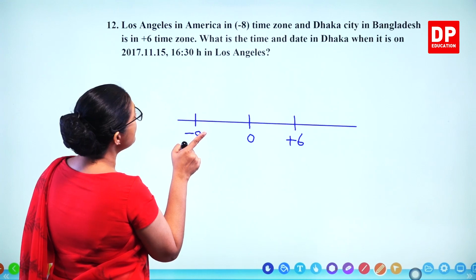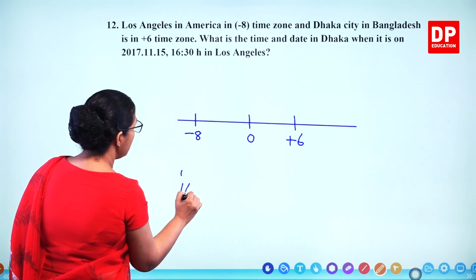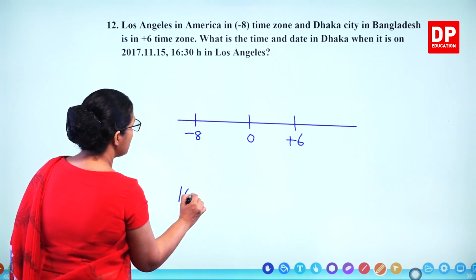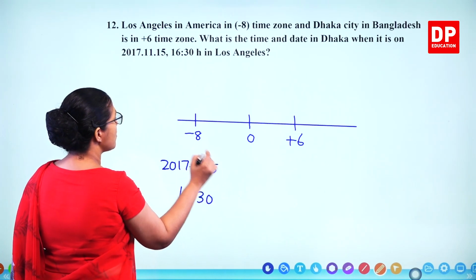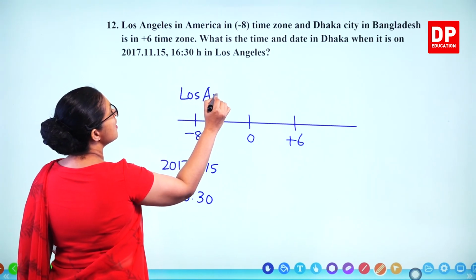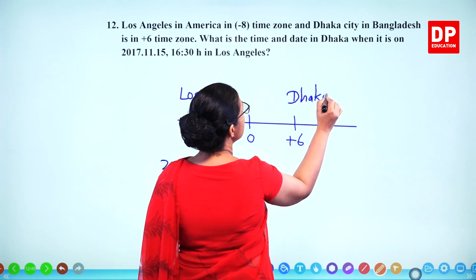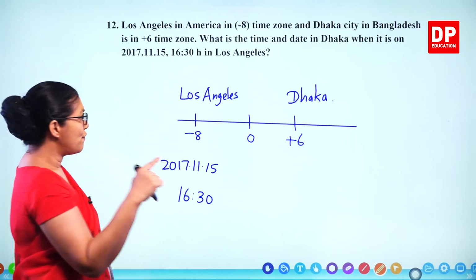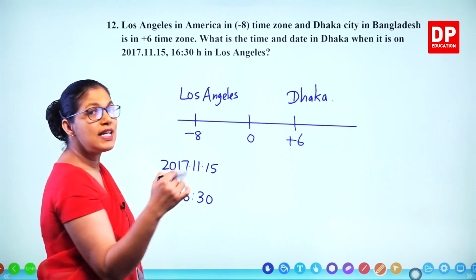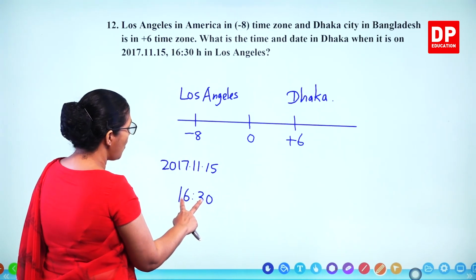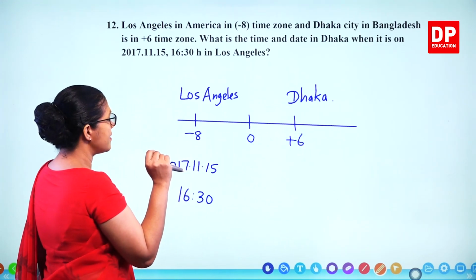So the time is given, 16:30 hours, 2017, 11:15 in Los Angeles. And you need to find out the time in Dhaka city. What's the time difference? This is 8 hours and 6 hours. So altogether 14 hours different. So 14 you have to add, because this is towards the right hand side.